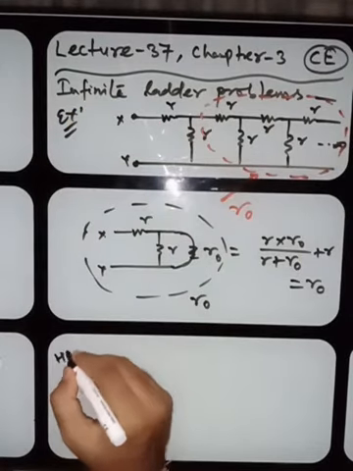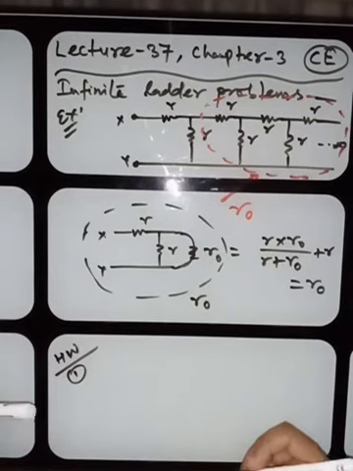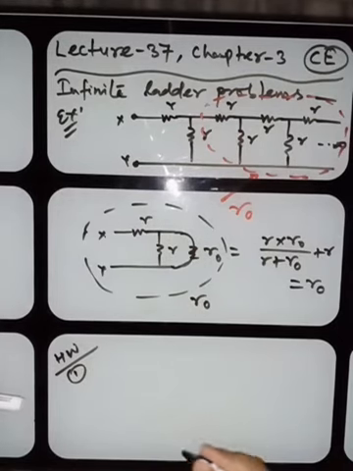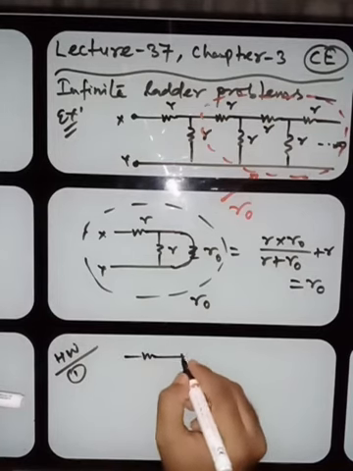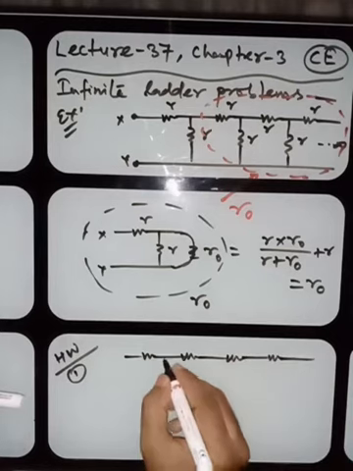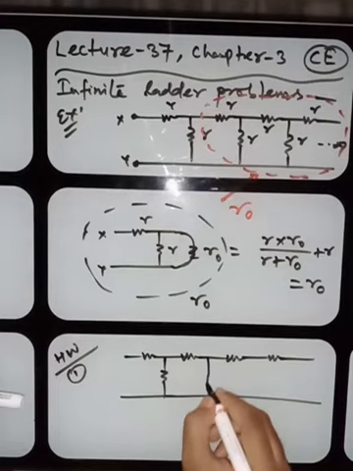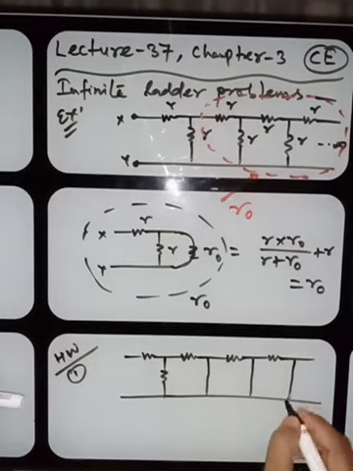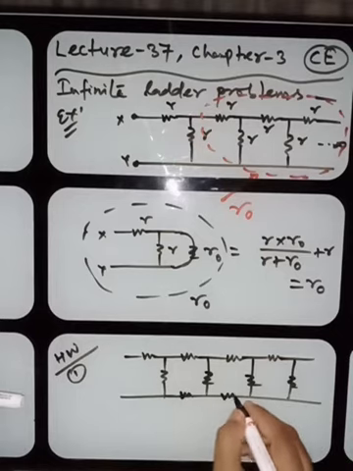Now, one homework I'm giving you for this lecture 37, the first homework, and then we'll move to Kirchhoff's law, which is very important. These resistors are going to infinity. These resistors are going to infinity also.